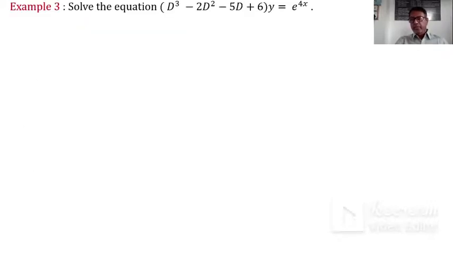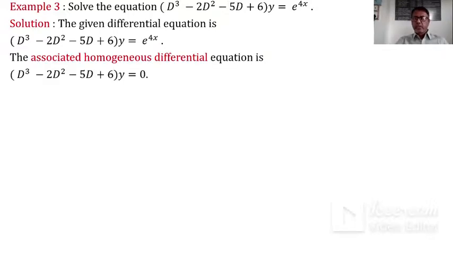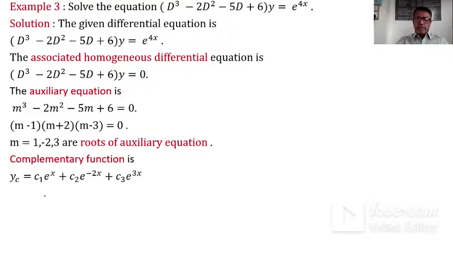Now we see the third example. Solve the equation D cube minus 2D square minus 5D plus 6 operating on y is equal to e to the power 4x. This is the given differential equation. From this, we consider the associated homogeneous differential equation. Then we write the auxiliary equation. We factorize this. We obtain the roots are real and distinct, and this is the complementary function.